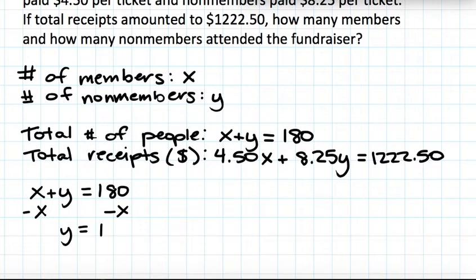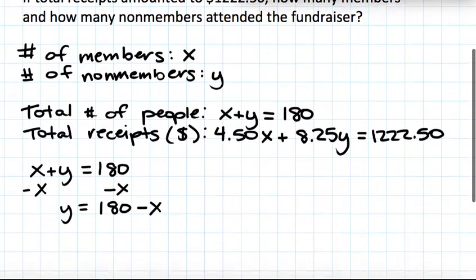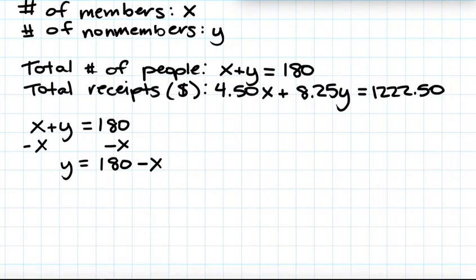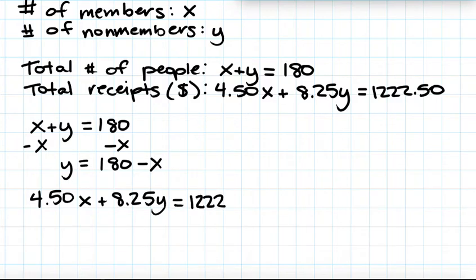But I'm going to get Y by itself by moving the X over, and I get Y equals 180 minus X. Now what I need to do with that is plug into my other equation, which is 4.50x plus 8.25y equals 1,222.50. So I'm going to replace y with 180 minus x.